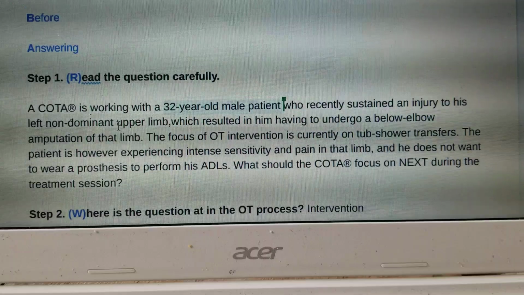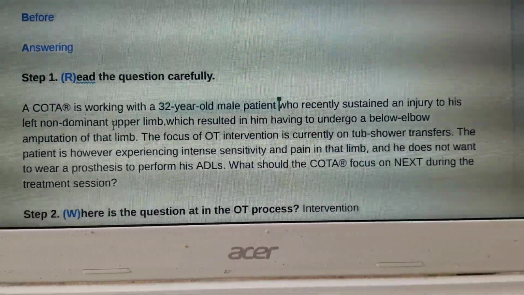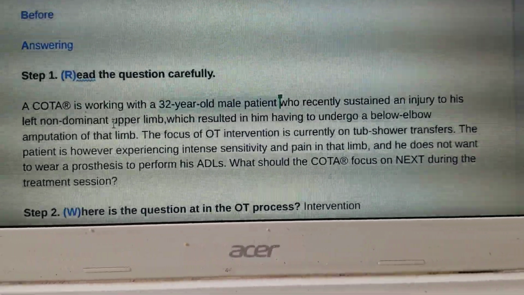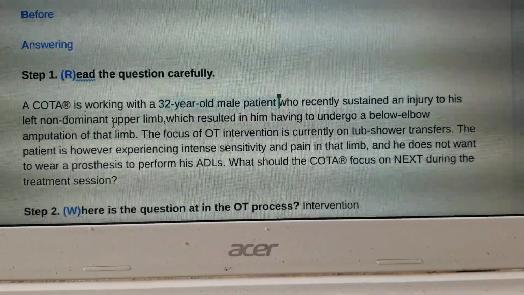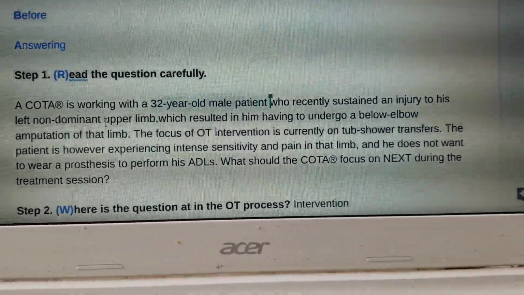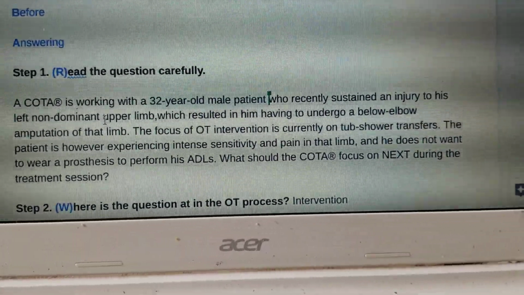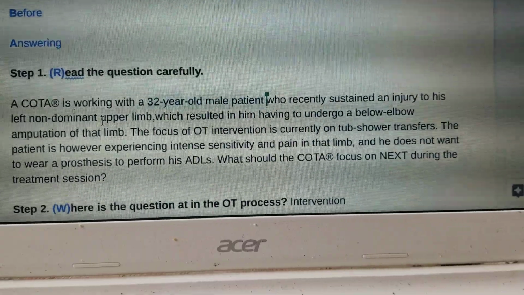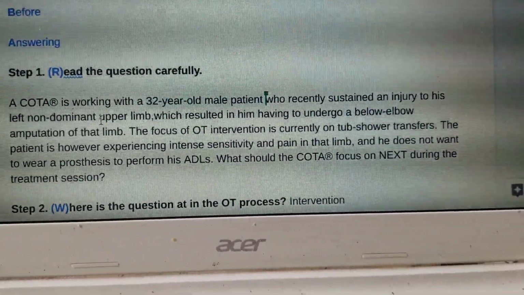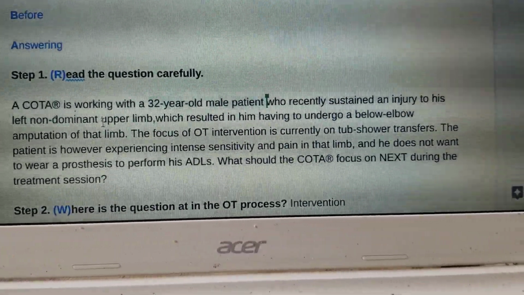So here's the question. A COTA is working with a 32-year-old male patient who recently sustained an injury to his left dominant upper limb, which resulted in him having to undergo a below elbow amputation of that limb. The focus of OT intervention is currently on tub shower transfers. The patient is, however, experiencing intense sensitivity and pain in that limb, and he does not want to wear a prosthesis to perform his ADLs. What should the COTA focus on next during the treatment session?